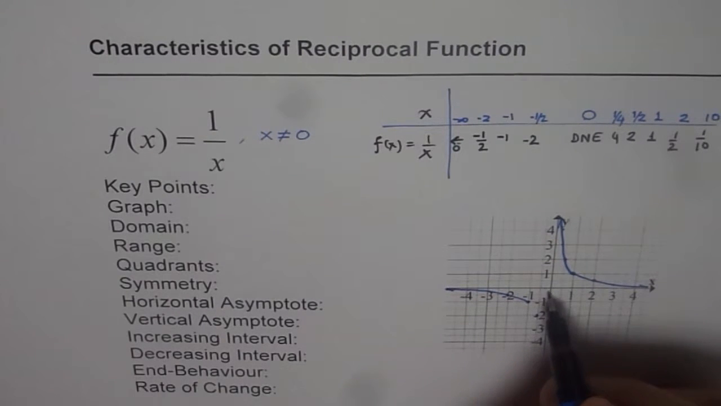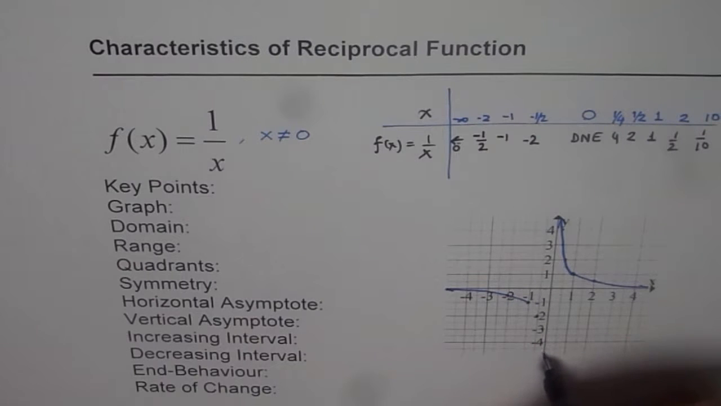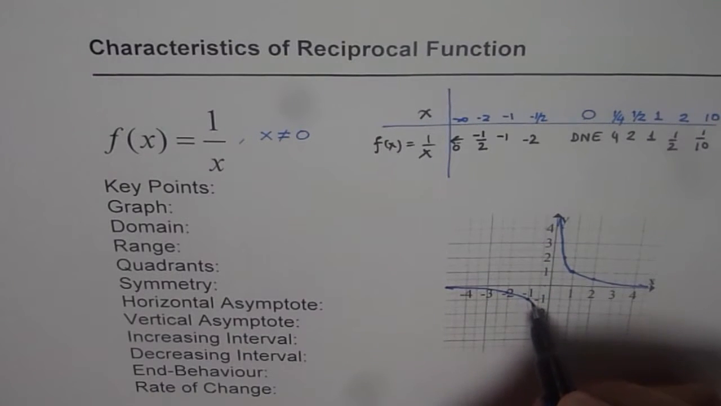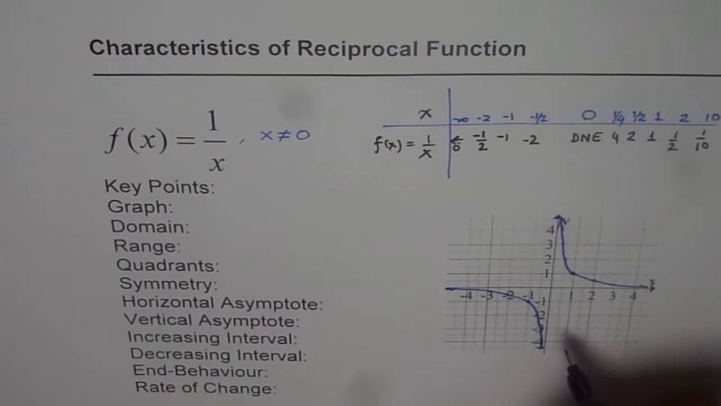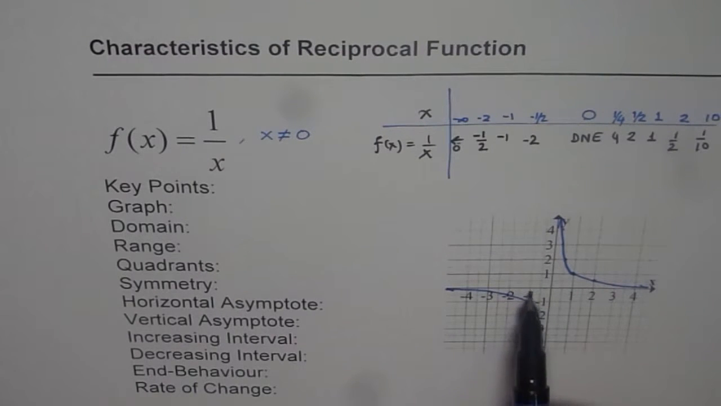If I say minus 1 over 3, I'll get minus 3. Minus 1 over 4, I get minus 4. And as we approach 0, let us say minus 1 over 10, then it will be minus 10, right? So it's kind of approaching a large value as we take x values between minus 1 and 0, right? So that is how the graph really looks like.